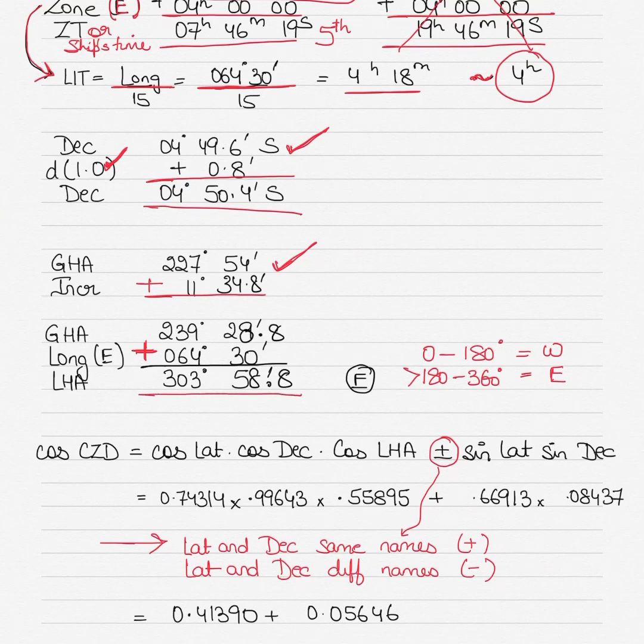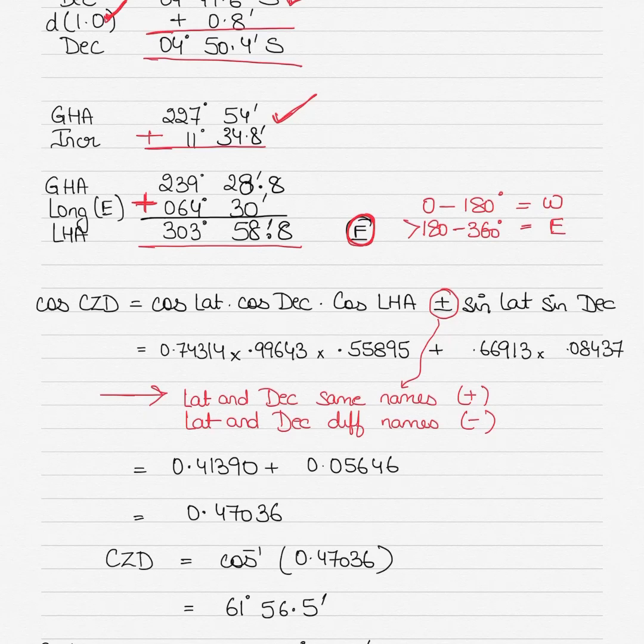Once we get the LHA by adding the longitude east, we will name it. In this case, I have named it east. Why? Because if LHA is between 0 to 180, it is west. If it is greater than 180 to 360, it is east. That's why, because this is greater than 180 and between 360, I have named my LHA east.